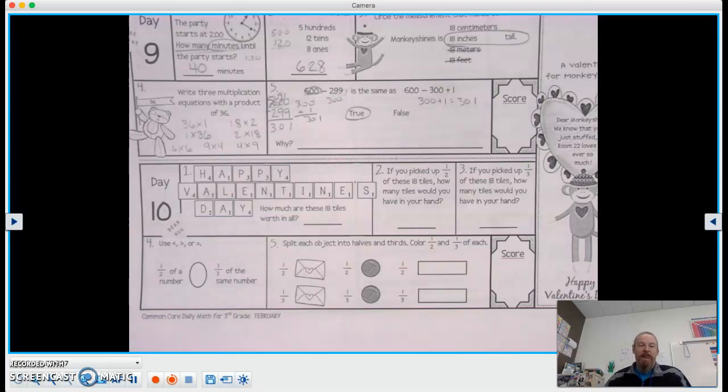Here we are, day number 10 of our February daily math. Number 1 says, Happy Valentine's Day. How much are these 18 tiles worth in all?